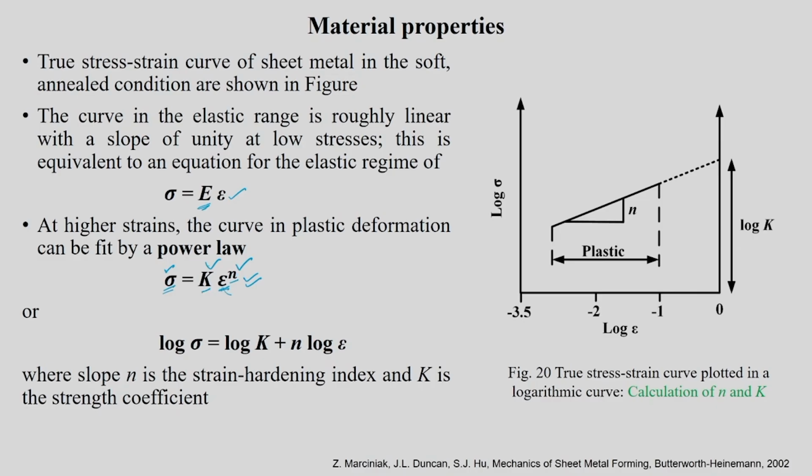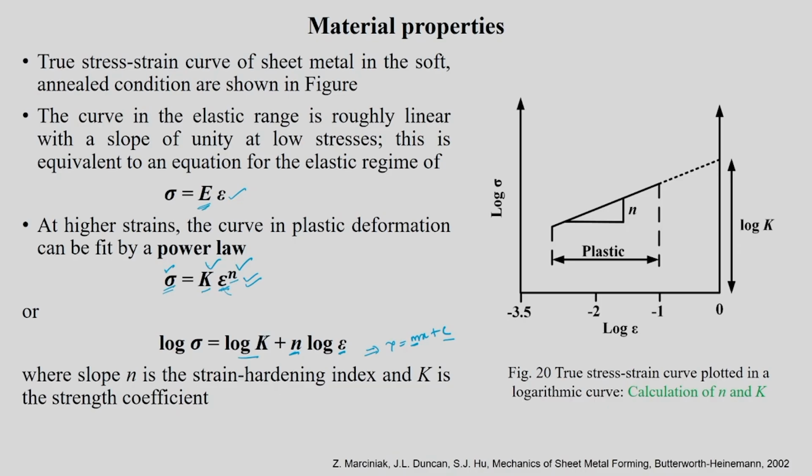One way to evaluate this is to take a logarithm on both sides, and you will get ln sigma is equal to ln K plus n ln epsilon, since the power comes to the front. You can easily understand this is of the form y is equal to mx plus c, where c is ln K and m is nothing but your n.